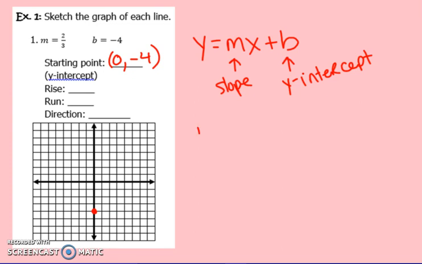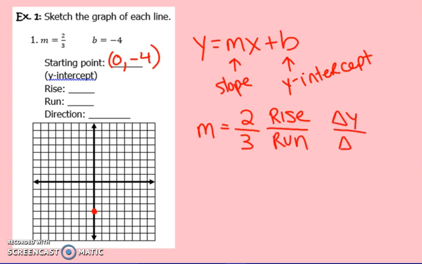Now, my slope is 2/3. Keep in mind, slope is rise over run, or the change in y over the change in x. So I'm going to start at my y-intercept, and I'm going to go up 2 points and to the right 3 points. Once I do that, that is now my second point, and I can draw a straight line connecting them. This becomes the graph of my equation. Again, my rise was 2, my run was 3.